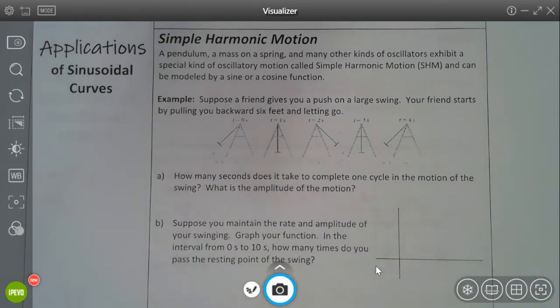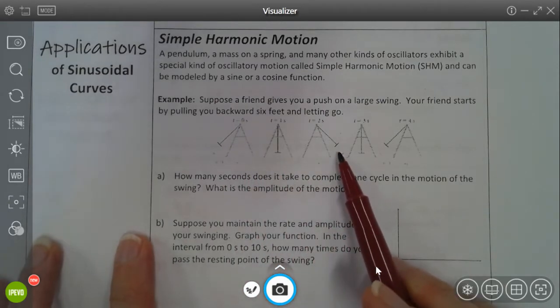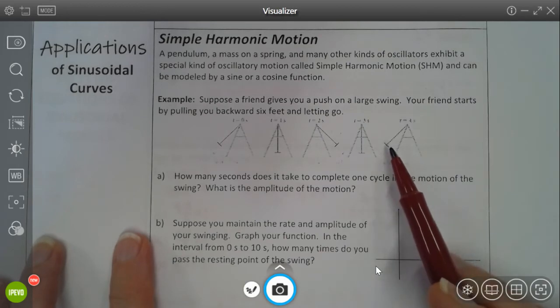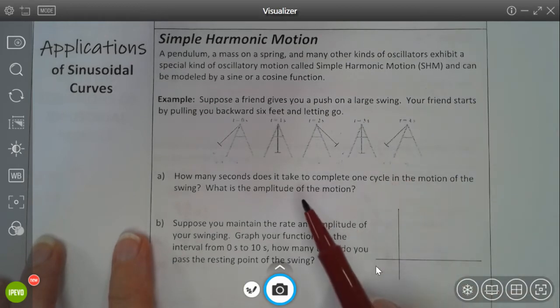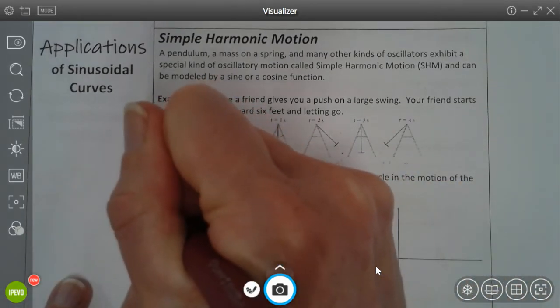What's going to be weird is that as we model this, we're not going to be able to model a horizontal shift. We're going to be modeling that as a vertical motion because we're going to look at our distance from a stationary point at 0. So part A wants to know how many seconds does it take to complete one cycle in the motion of the swing. So at 0, we're in the far left position. Then we went 1 second, 2 seconds to the far right. And then after 4 seconds, we're back to that far left position here. So that means that it took 4 seconds to complete one cycle. So that means our period would be 4 seconds.